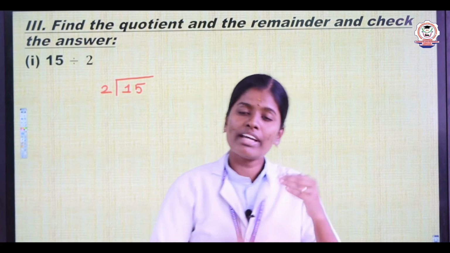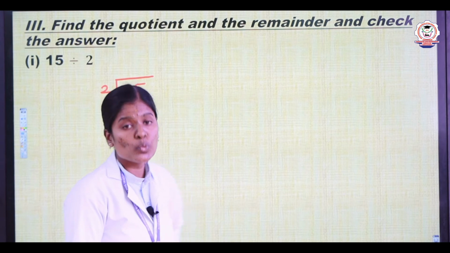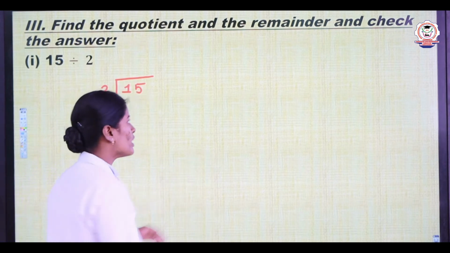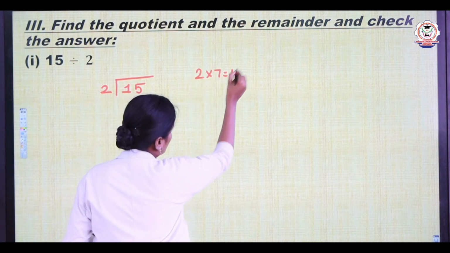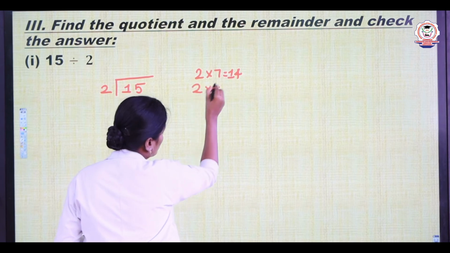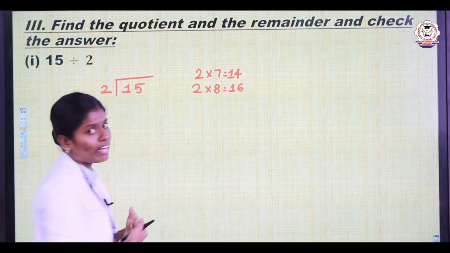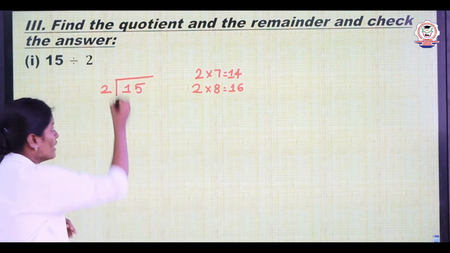In the 2 table we have only even numbers, right? 2 zeros are, 2 ones are, 2 twos are, 2 threes are, 2 fours are, 2 fives are like that. So here 2 sevens are 14. Then 2 eights are 16 we have. We don't have 15, right? So we'll take the smaller number, 14.